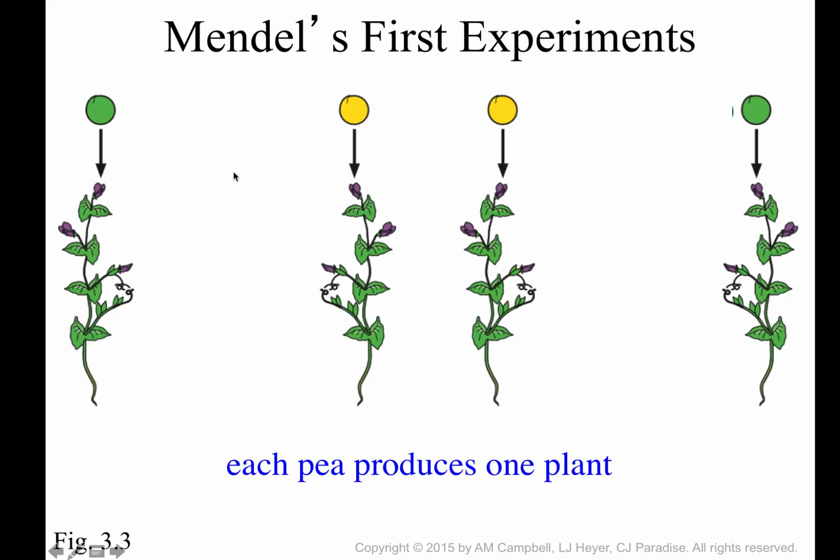In his first experiments, he looked for what he called true breeding traits. No matter what he did, this sort of pea would always make this kind of plant, and each pea would make one plant. So he found several of these true breeding traits, and he took 2 years to actually figure out this part of the experiment, so that he would not get variability if he knew what he was starting with in terms of these traits.